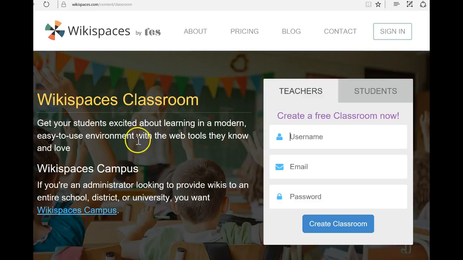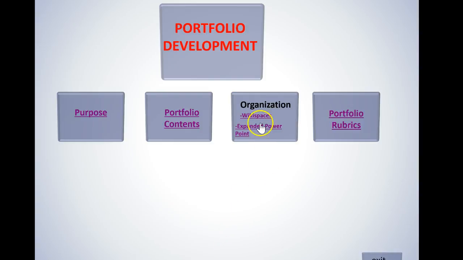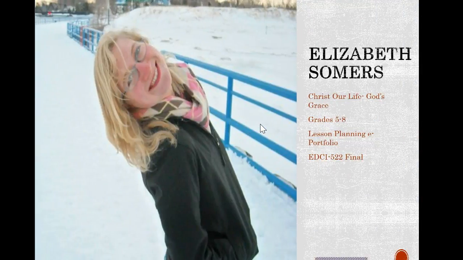There's so many things that you can do. So I strongly encourage you, when you have time, to go ahead and open a Wikispaces account, and you can use that to develop your portfolio. You can use a blog, you can have a website, and where it says pricing, you don't have to worry about that, because you're in education. You don't have to worry about the price of it, because of course you'll have a free page. Or I strongly encourage you to use the expanded PowerPoint.